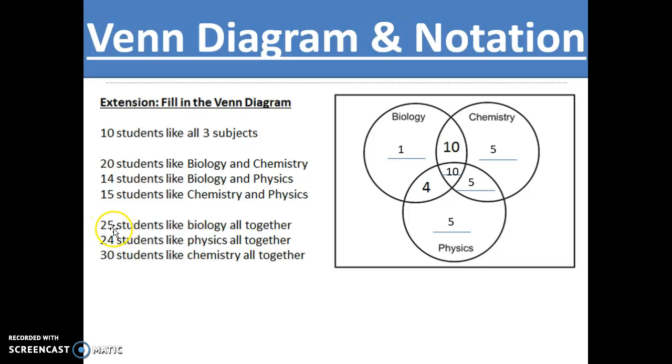Now we look at the total for each subject. 25 students like biology altogether. So biology, 10, 10, 4 makes 24, so we know the 1 goes here. Same thing for the other ones. 24 students like physics altogether. 10, 5, and 4 makes 19, so we have to add 5. And lastly, same idea, 10, 10, and 5, plus 5 to give you the 30.